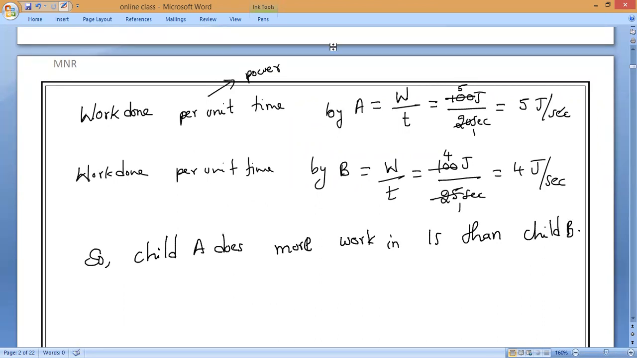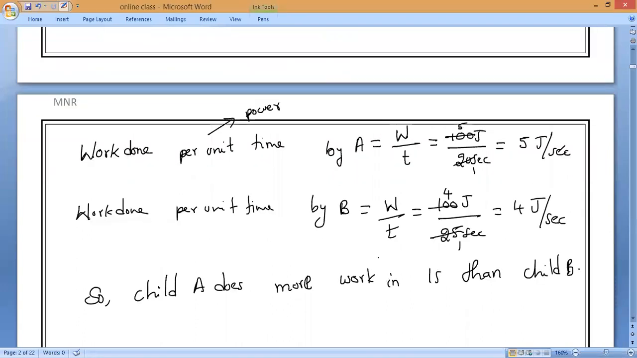Clear? Okay, solve it. Please, all of you do it. It's a very, very important one. So we have to compare. Whenever they ask you work done per unit time, meaning rate of doing work, that is what we call power. So we have to calculate power. Whoever gets more power is doing more work. That is what you have to remember. Once it is completed, let me know.